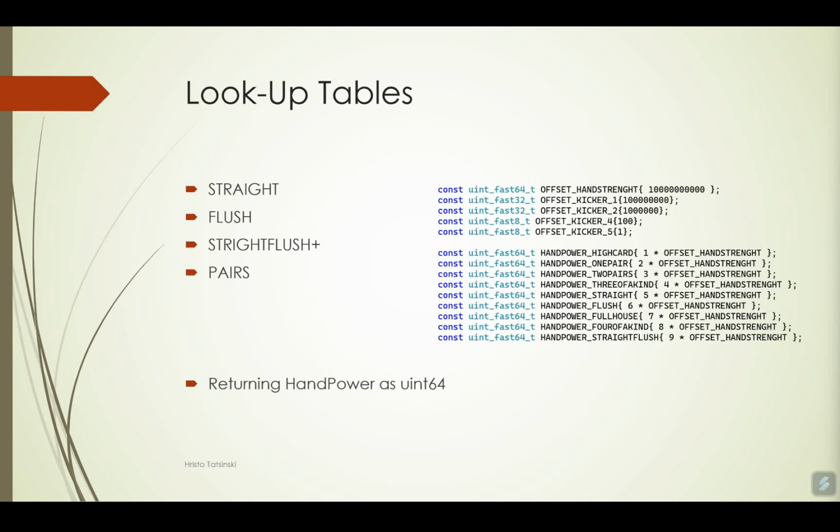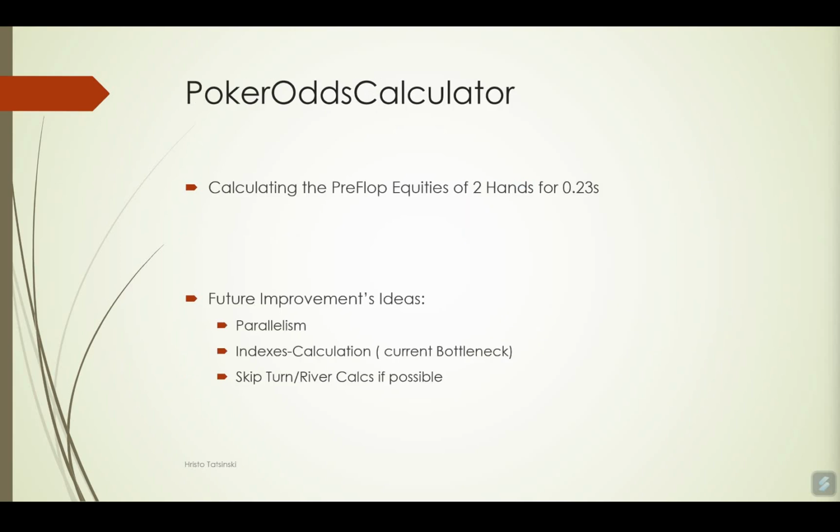Accordingly, I pre-calculated lookup tables for any strength type, and to determine a hand strength we only need to calculate the bit mask indexes and search in the relevant tables. With this approach, I managed to calculate the preflop equities of two hands in just 0.23 seconds. For future improvements, some potential ideas are implementing parallelism, improving the indexes calculation, which is the current bottleneck, or trying to skip turn or river calculations in cases when nothing is changing, like when one hand already has very high strength and the other couldn't improve enough.